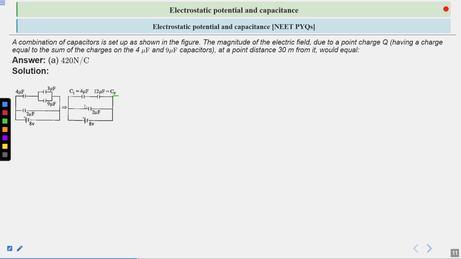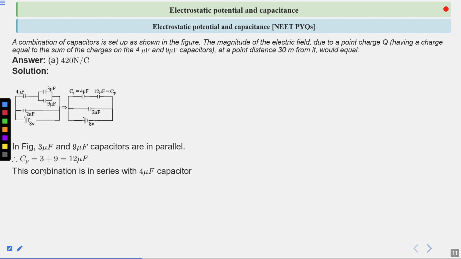In the figure, 3 microfarad and 9 microfarad are in parallel. So CP will be 3 plus 9, which is equal to 12 microfarad. Got it? So this combination is in series with the 4 microfarad capacitor. This combination, 12 microfarad CP, is in series combination with this 4 microfarad capacitor.